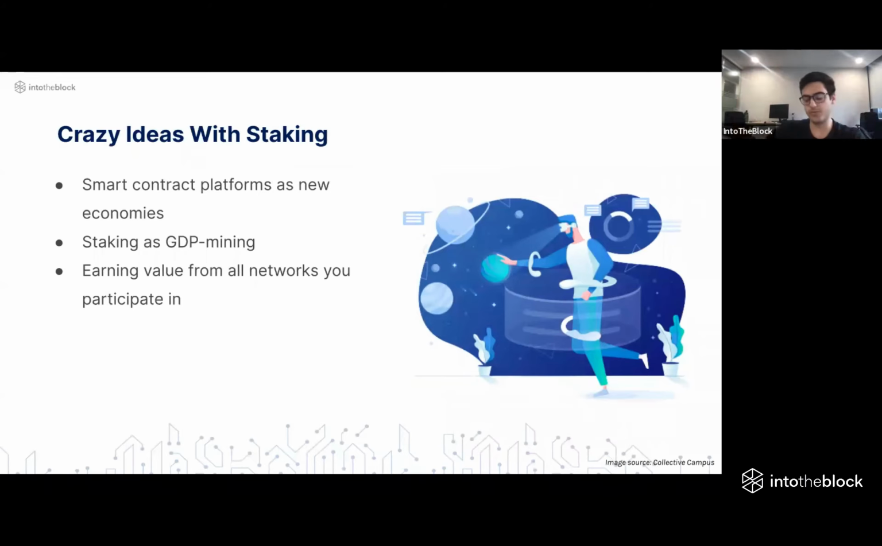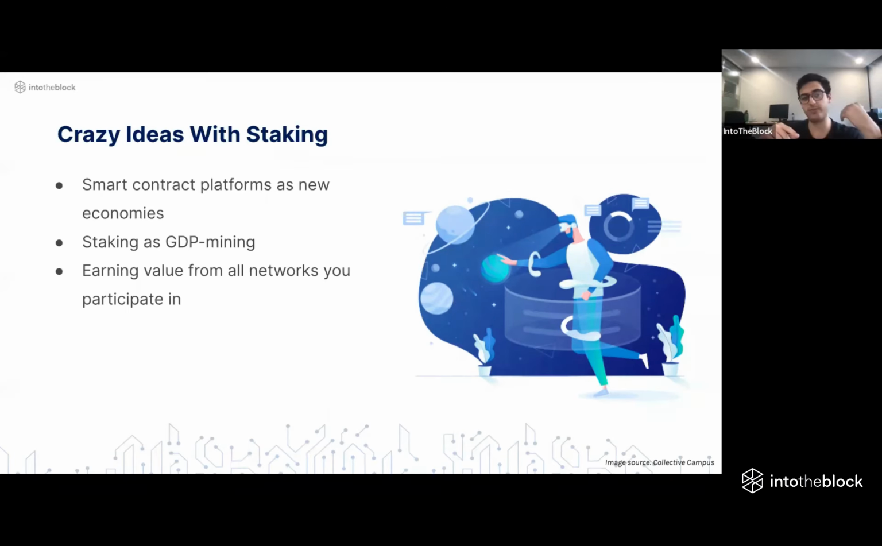And a few crazier ideas down the line have to do with the way I personally, and some people within the crypto ecosystem, see staking. So smart contract platforms, as many will know, support a myriad of use cases from finance to art to domain systems and many more. So they're sort of becoming new economies. Some compare them to nation states themselves.